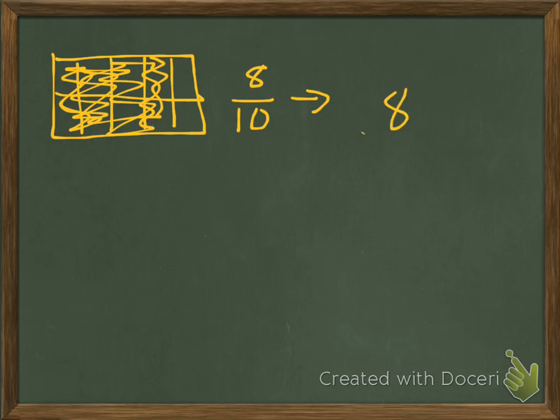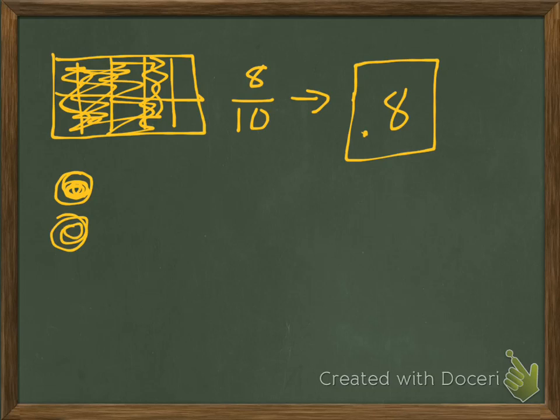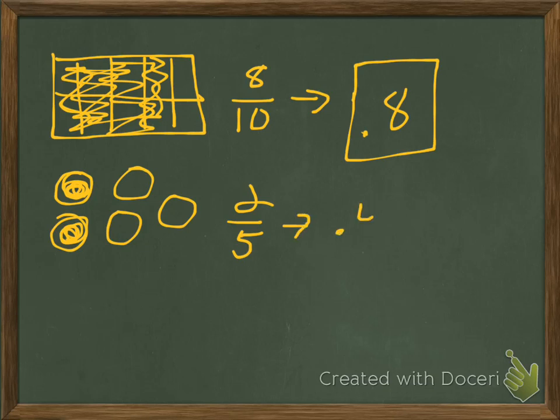No, 0.2. I had it now. I've always learned. 8 divided by 10 is 0.8. Alright, next one, we've got 2 circles filled in, 3 circles not filled in. Alright, what fraction is that? What is 2 divided by 5? 0.4.